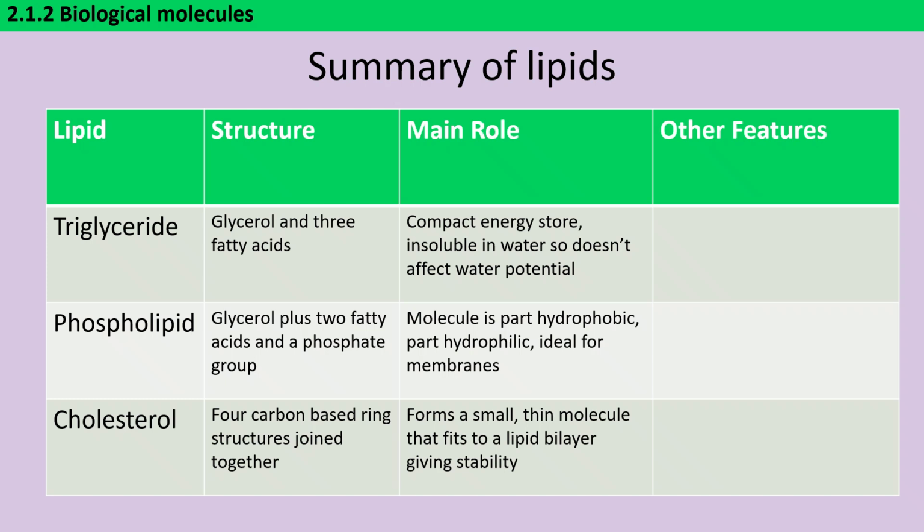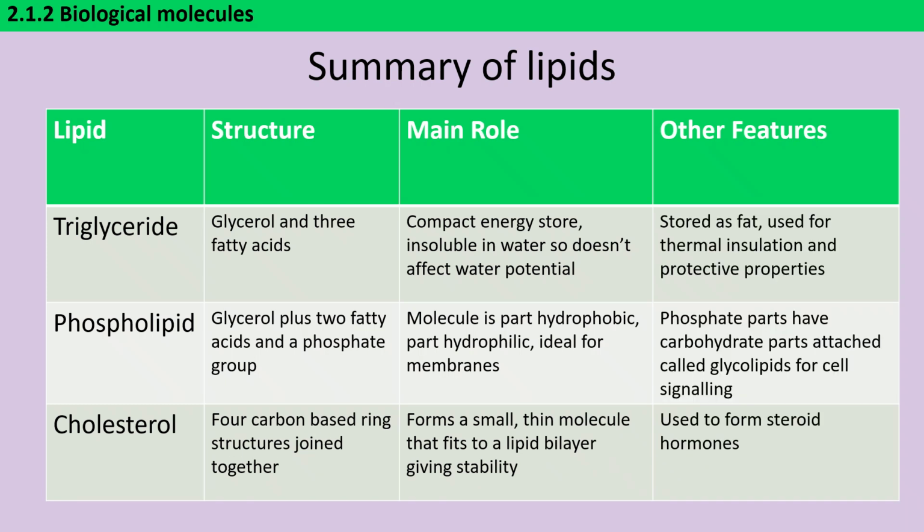Triglycerides are a really useful compact energy store and they're much more energy dense than carbohydrates are. Phospholipids are a crucial part of the cell membrane, and cholesterol is the basis of the stability of that membrane, but also a number of different steroid hormones. So triglycerides are typically stored in animals as fat and used for thermal insulation and protective properties as well as their buoyancy. Phospholipids can be modified to produce glycolipids, and as we said, cholesterol is the basis of various steroid hormones like the sex hormones as well as cortisol.